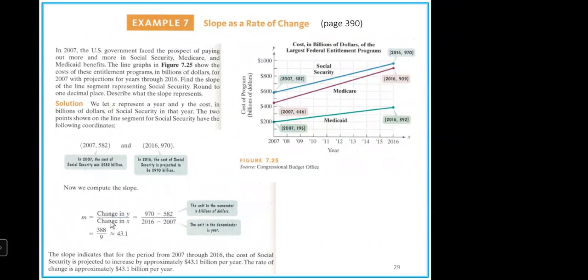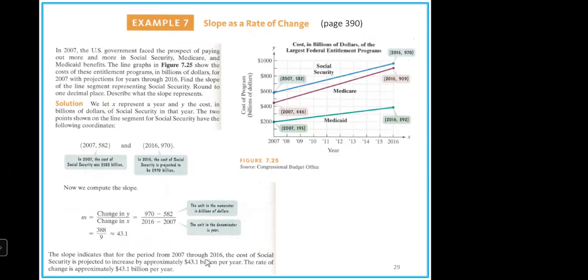970 minus 582 gives you 388, and 2016 minus 2007 gives you 9. So to get the slope, you divide 388 by 9. They wanted you to round it off to one decimal place. So once you divide it, you get approximately 43.1. So the slope is 43.1.